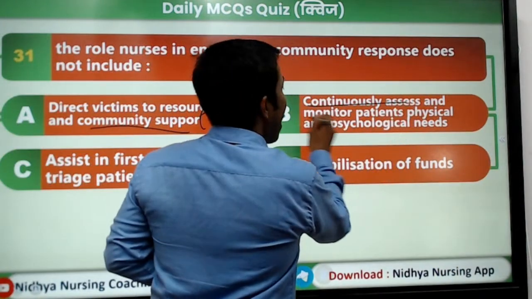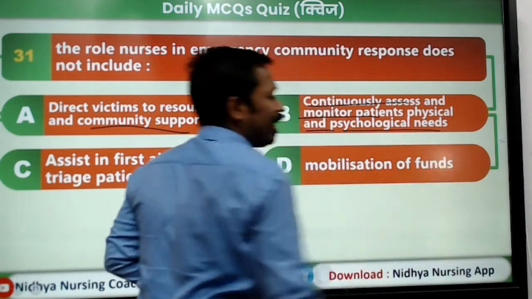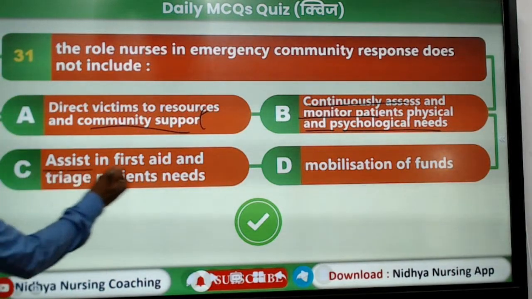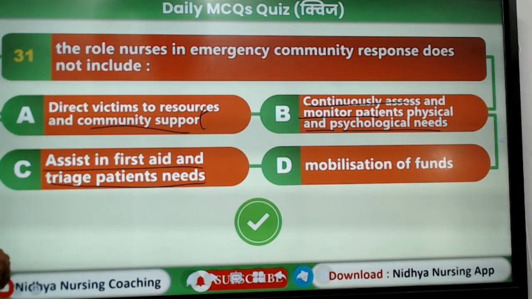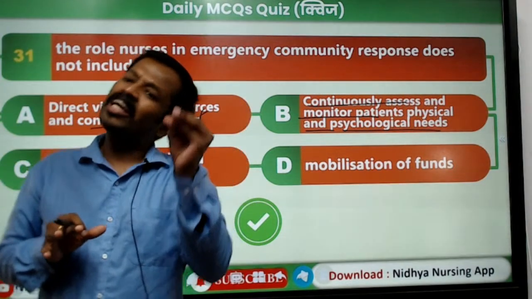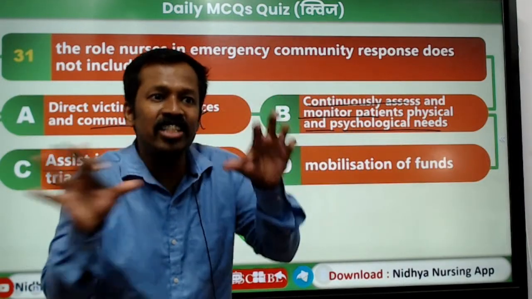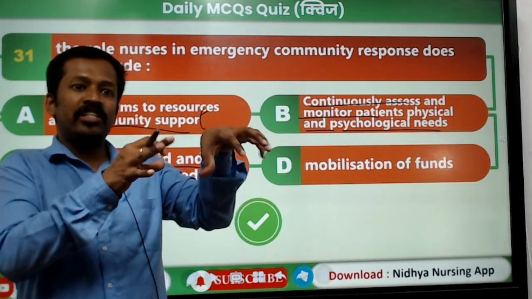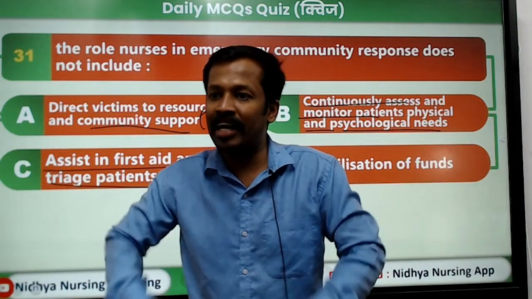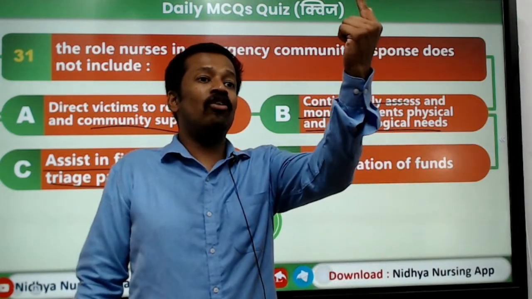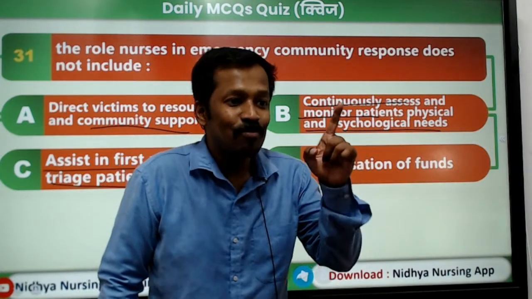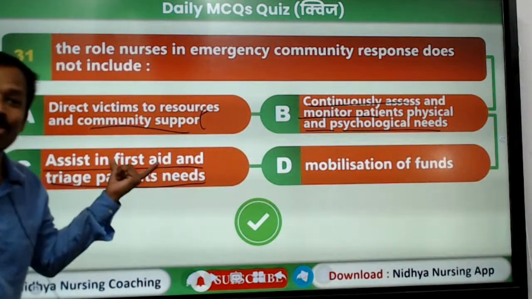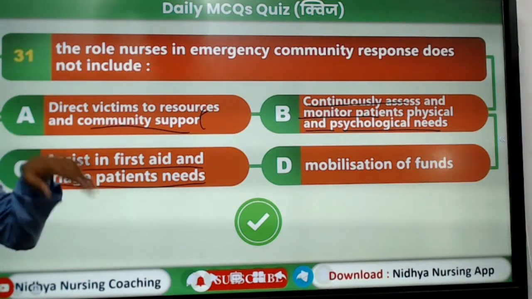Continuously assess and monitor patients' physical and psychological needs. Do we have to monitor continuously? Yes. And then assist in first aid and triage patient needs. Who is having immediate care? Who is having a little bit delayed care? How do we triage? One patient fell with an accident or injury and bleeding is there, and another patient is asking, sister, I need juice. Which need is more important? Stop the bleeding, then give juice. We have to triage the need of the patient, isn't it? Okay, fine.